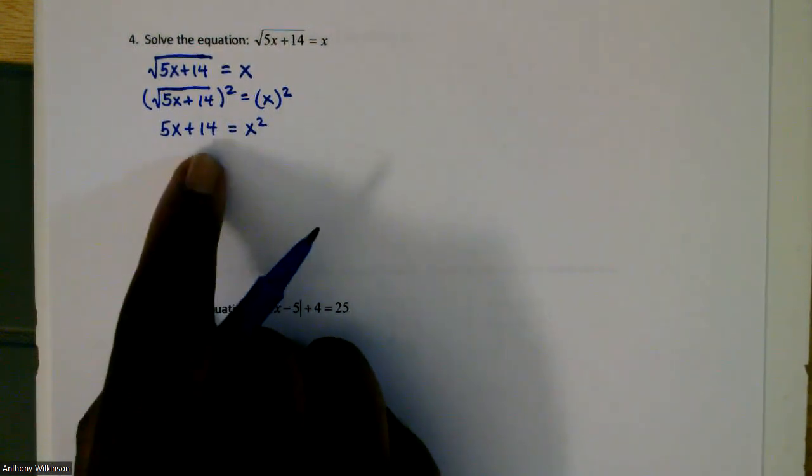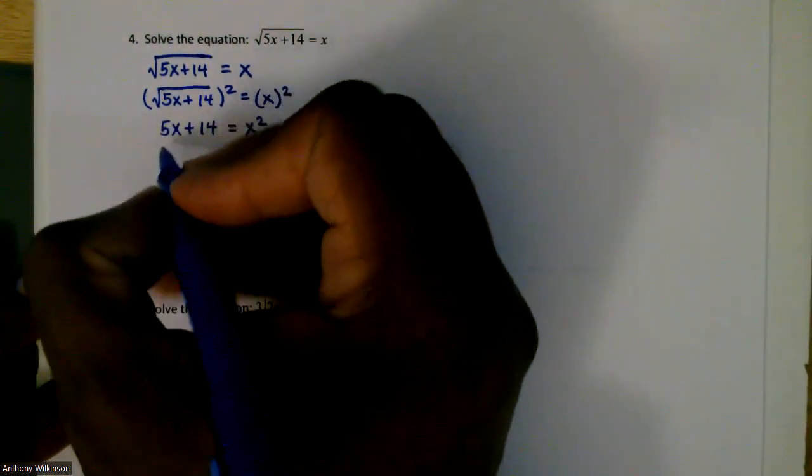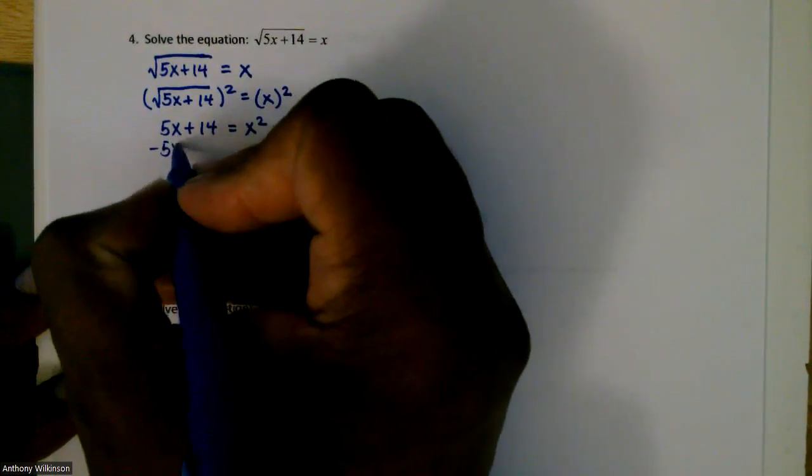So now I have a quadratic equation. And in a quadratic equation, when I solve it, I need to move all the terms to one side of the equation to get a 0 on the other side. So I need to move the 5x and the plus 14 over to the opposite side. And I'll do that by subtracting 5x on both sides.